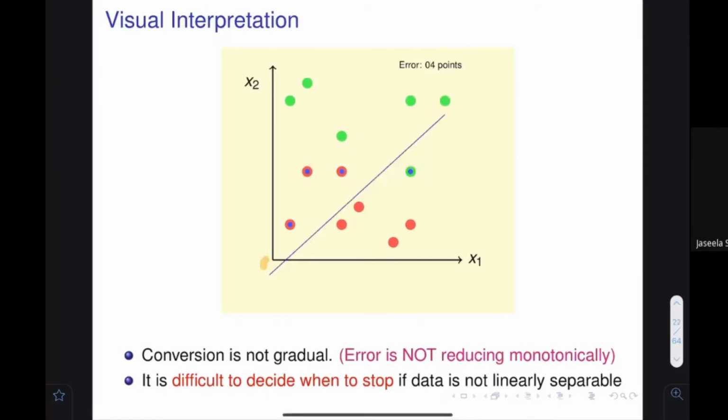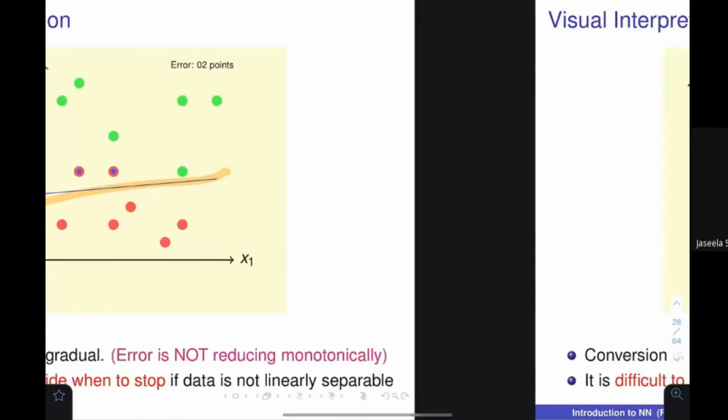Again modify, the line becomes this. Again modify, line becomes this. You can see that line becomes this. Again modify, line becomes this. Again modify, line becomes this. Again modify, line becomes this. Again the line becomes this.